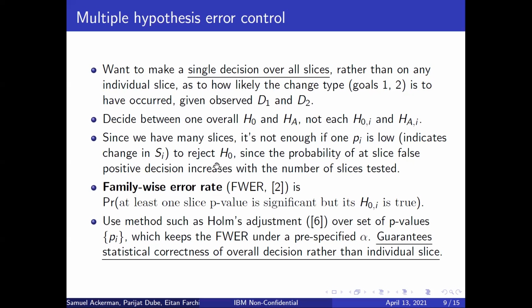So we'll use the family-wise error rate, or FWER, which is a way of quantifying the probability that at least one slice is significant but falsely. And we will use a Holm adjustment, one way of making the overall decision looking at the p-values. This lets you keep the false positive rate of the single decision that you're trying to make below alpha. So it's the statistical correctness of the overall decision of drift.